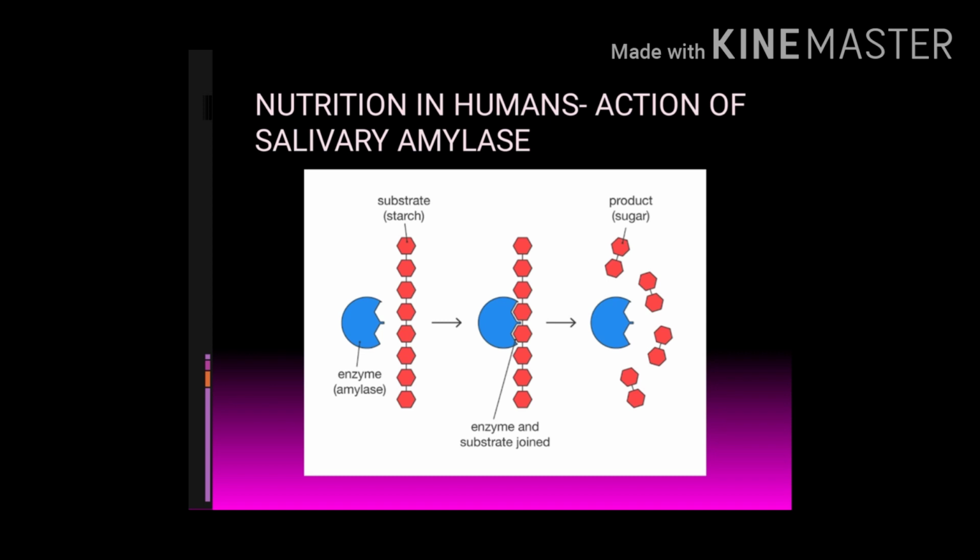Now here you can see the action of salivary amylase. The enzyme is the amylase and the substrate is starch. Then reaction happens, enzyme and the substrate get joined together. Then the end product is sugar which is released.